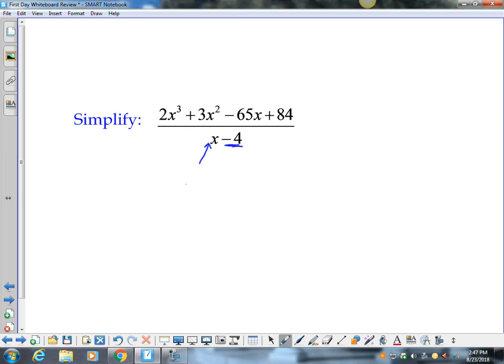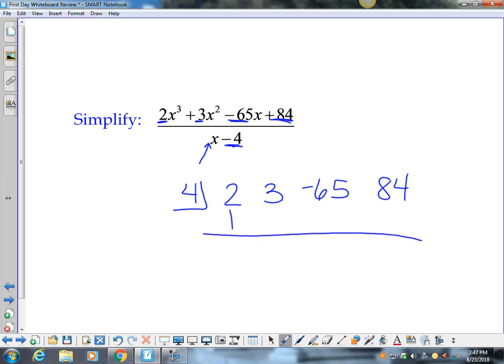You're going to take the opposite of him and put him on a shelf, and then you're going to write all your coefficients in a row, and you have to watch out for holes. Like if it skips a term, you'd have to fill in a hole with a 0. And then you drop the first number always.